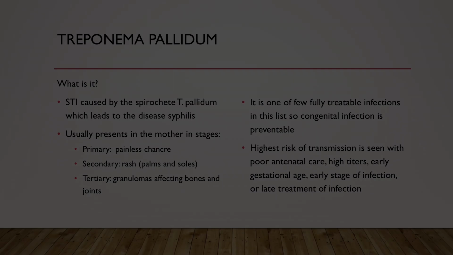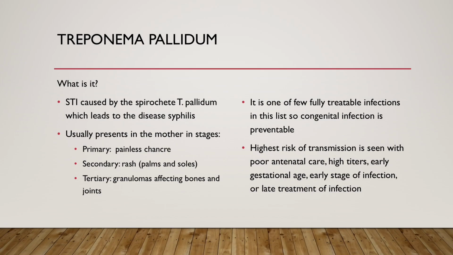The next T is Treponema pallidum, also commonly known as syphilis. Syphilis is a sexually transmitted infection caused by the spirochete Treponema pallidum, which leads to the disease. Usually, it will present in the mother in a variety of stages. The first stage is usually a painless chancre. Then, there will be a rash that is often seen on the palms and soles in the second stage. The third stage is tertiary and will appear as granulomas affecting bones and joints.